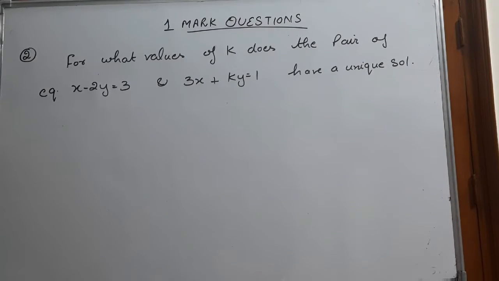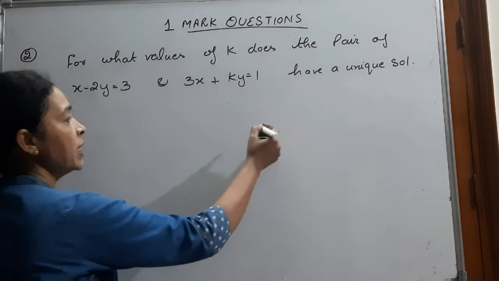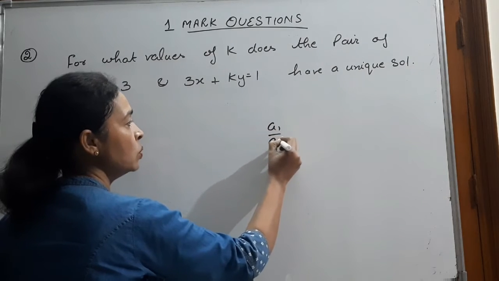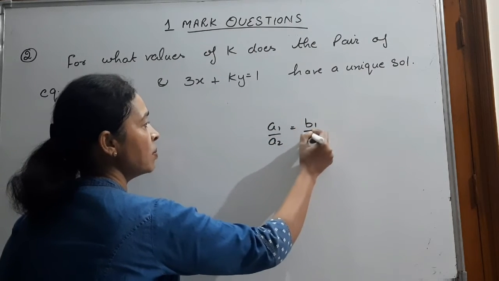For what value of k does the pair of equations x minus 2y equals 3 and 3x plus ky equals 1 have a unique solution? These are linear equations. Linear equations have a unique solution if a1 upon a2 is not equal to b1 upon b2.